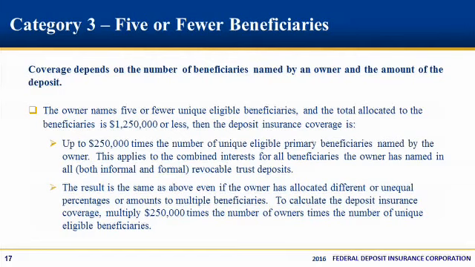But what if the owner has named 5 or fewer beneficiaries, and the percentage or dollar allocation to multiple named beneficiaries is unequal? When 5 or fewer beneficiaries are named, we will ignore the unequal allocations. Under the rule, if you have named 5 or fewer beneficiaries, then regardless of the percentage or dollar allocation to the beneficiaries, you simply multiply the number of named beneficiaries times $250,000, and that is the amount of deposit insurance coverage that will be available.